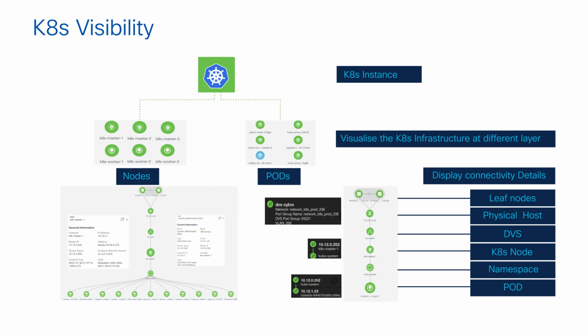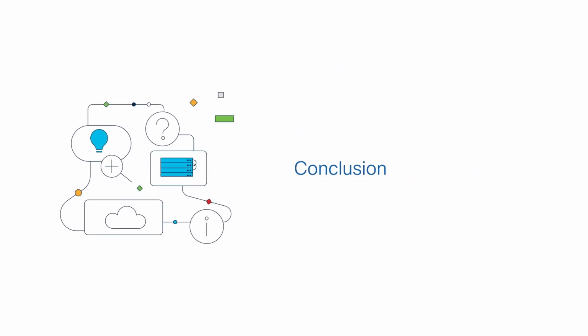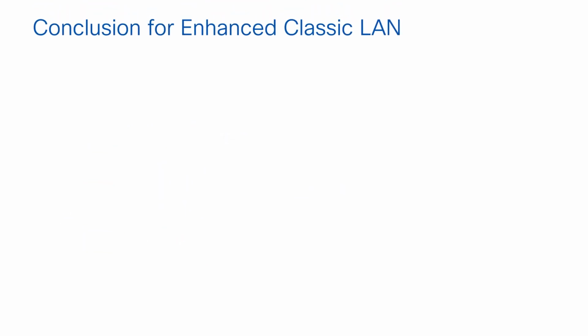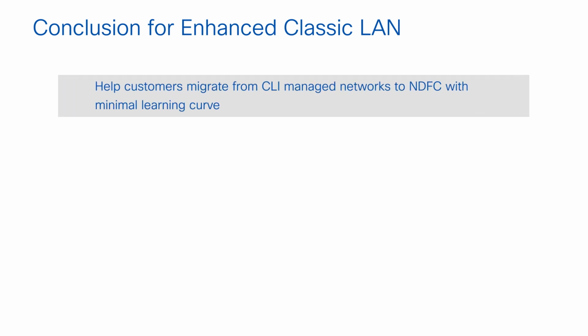So that brings us to the end of the session. Now let's look at some of the important points that we covered during this webinar. Now, enhanced classic LAN was the topic of the hour. This is really introduced to help our customers migrate from a CLI managed classical Ethernet network to an SDN approach or a controller based approach with NDFC with very minimal learning curve.